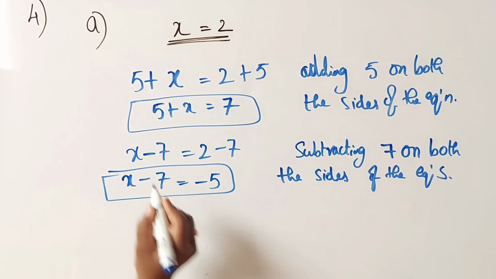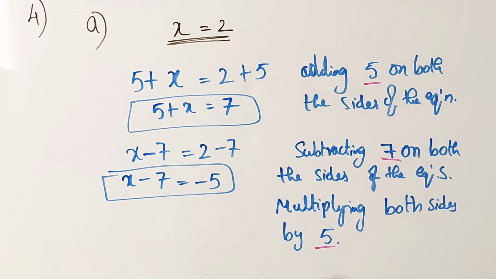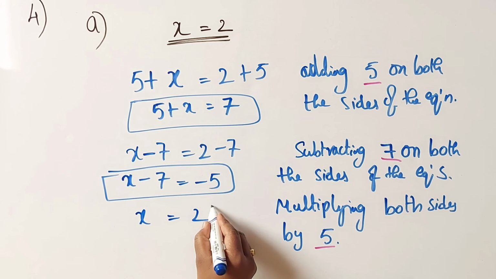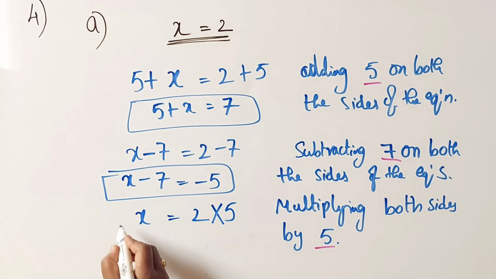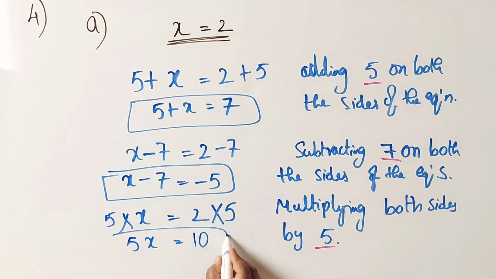Right? Now we'll do multiplication, children. Now multiply both the sides by 5, children. So this is the equation, x equal to 2. Here we are multiplying both the sides with 5, right? Into 5 and into 5 here. 5 into x is 5x equal to 2 into 5 is 10. This is the third equation, right?